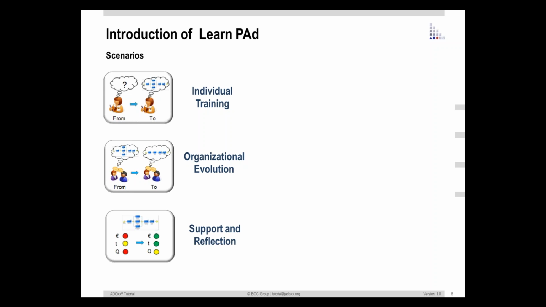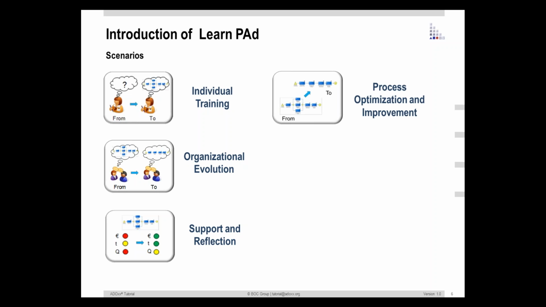The third one, we said through the monitoring abilities you can support decision making, and you can reflect the organizational and individual performance, and again through the reflection you can optimize and improve your organization, or let's say the main core knowledge, your business processes.